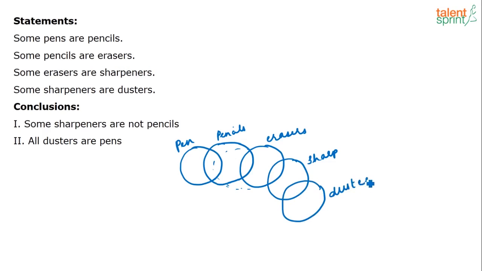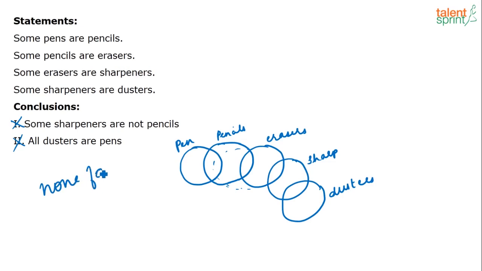Okay, now what is the conclusion? Some sharpeners are not pencils. Can we say anything like that? No, we cannot say. Some sharpeners may be pencils, may not be pencils, but it's not a definite conclusion. So conclusion 1 is not true. Similarly, all dusters are pens. All dusters being pens is a possibility, but is it a definite true thing? Is all dusters true in this basic diagram? No. So this is also not true. So none of the conclusion follows.